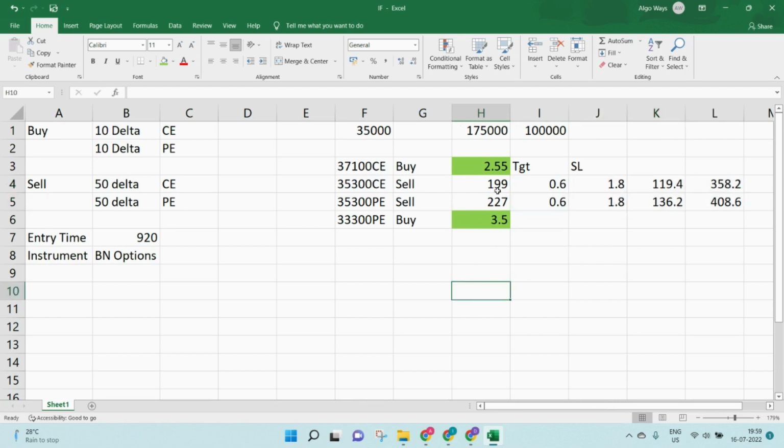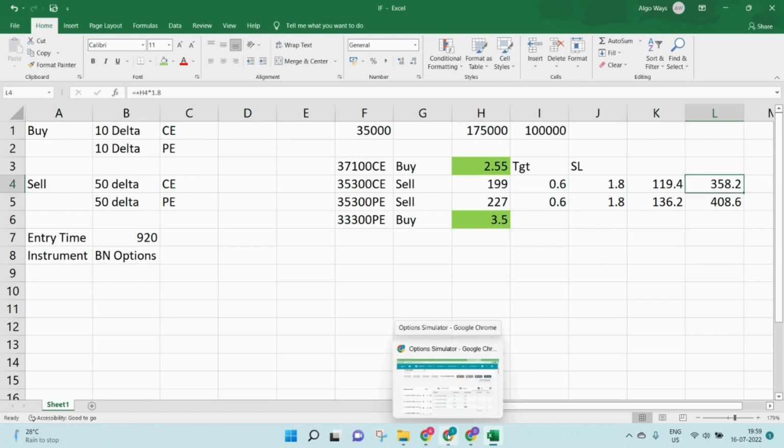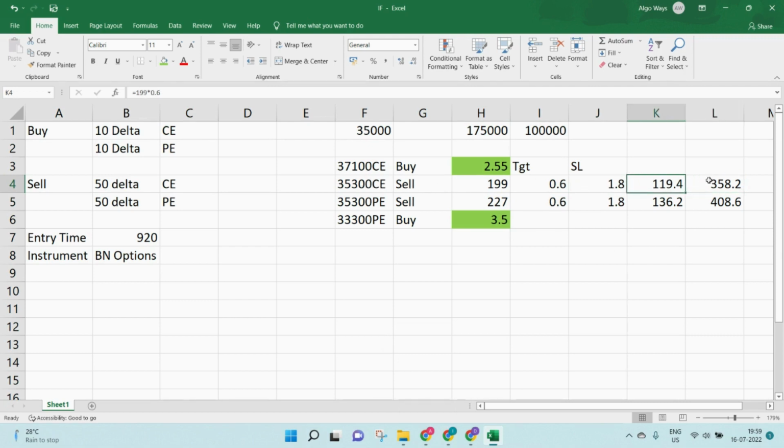Suppose the market goes up from here. Then PE will come down and CE will go up. So CE is likely to hit the higher end, that is 358. Let me just take it to Opstra and see. So we have to see if call comes to 119 or 358, or put comes to 136 or 408.